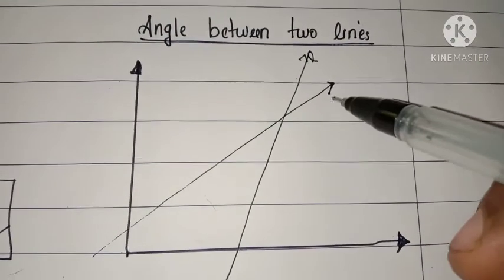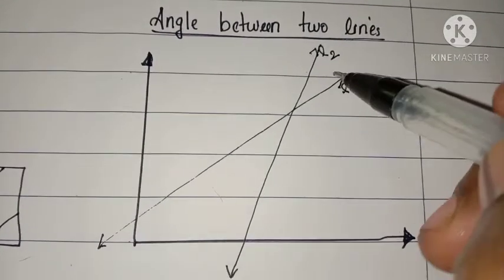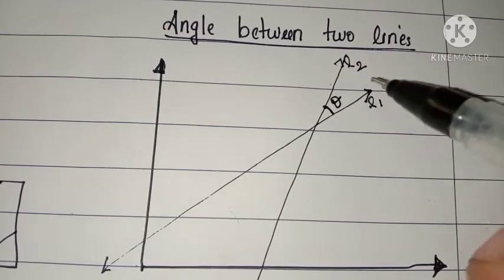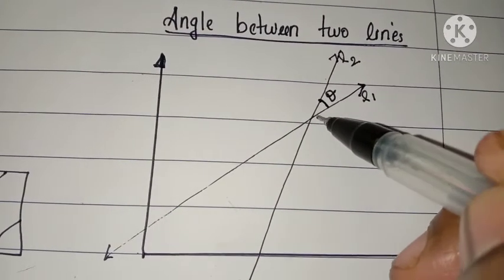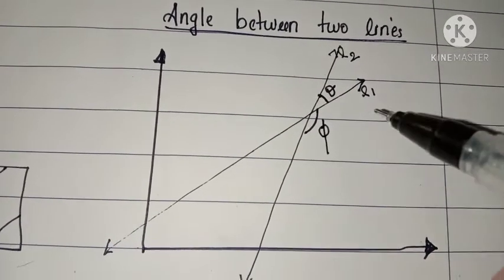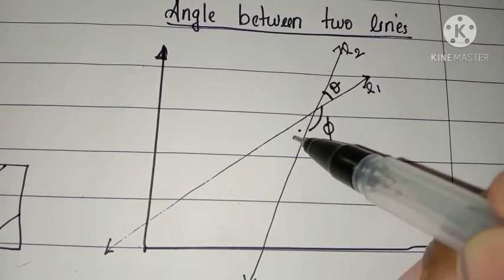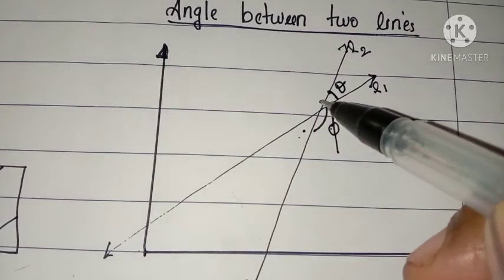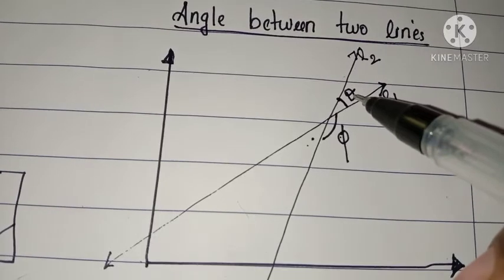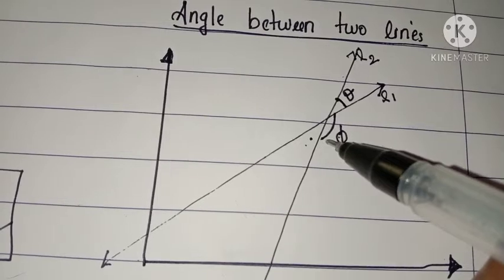Okay, this line is L1 and this line is L2. Let us take this angle between these two lines as theta. And this is also an angle between two lines, isn't it? Let us consider phi. If it is theta, this angle is also theta because of vertically opposite angles. If it is phi, then this angle is also phi. So there are two ways of making an angle between two lines: one is theta and phi is the other.